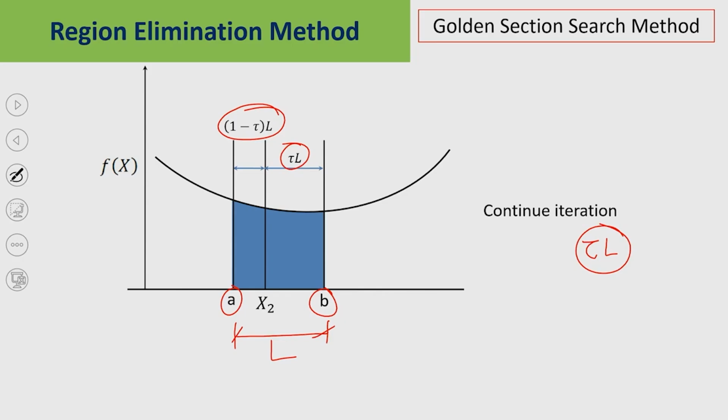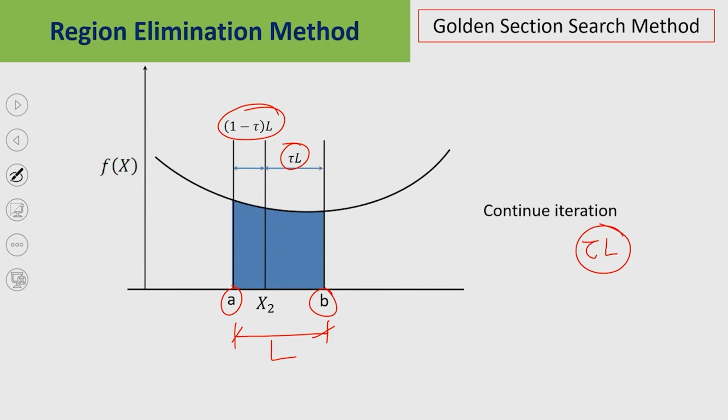At the first iteration I am doing 2 function evaluations, that is at x 1 and x 2. After the first iteration, in every iteration I am only doing one function evaluation, because the earlier point will be either x 1 or x 2. That means, the earlier point will be either at tau L or 1 minus tau L. So, I get one point from the earlier iteration and I have to take only a new point. Therefore, every iteration you are eliminating tau L percentage of the region, and you are doing one function evaluation.